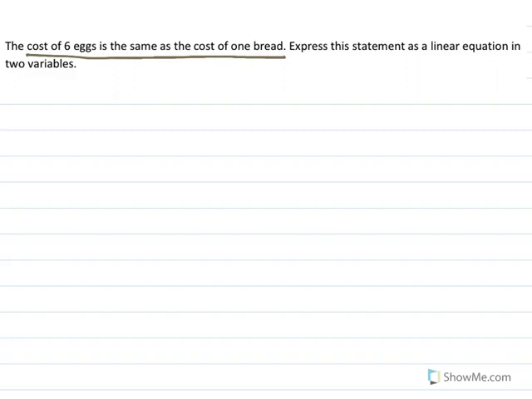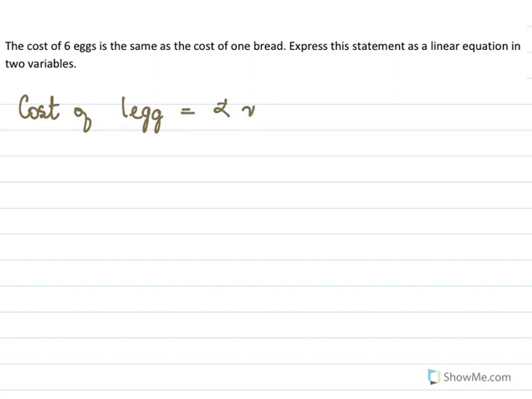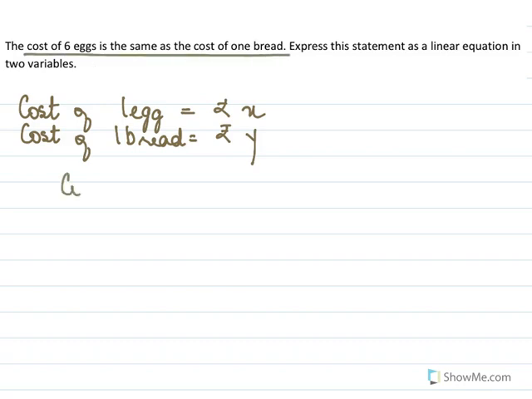Here the cost of 6 eggs is the same as the cost of 1 bread. Express this statement as linear equation in 2 variables. So here we are dealing with eggs and bread. So we'll say cost of 1 egg equal to rupees X and cost of 1 bread equal to rupees Y. The condition given here is cost of 6 eggs is the same as cost of 1 bread, means equal to cost of 1 bread.